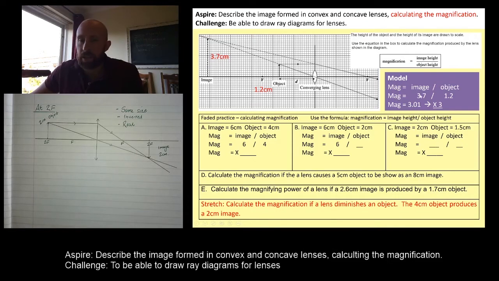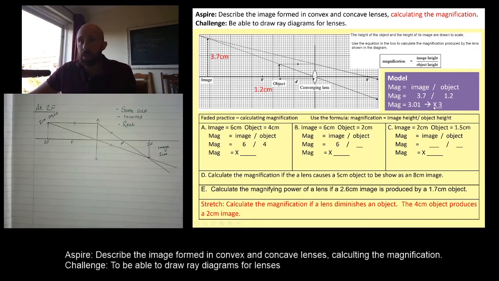So the magnification is 3.7 because that's just coming directly from there. I'm not putting the centimeters in because they're both in centimeters, so that's fine. And we're going to divide that by the length of the object, which is 1.2 centimeters, which gives us 3.01 on a calculator. And we can just round that to times 3. So it's magnified by 3 times.